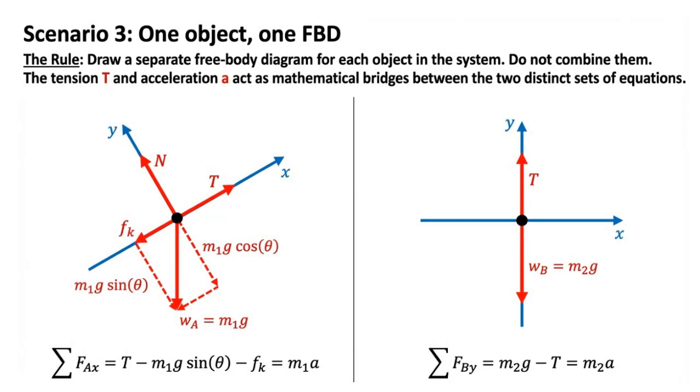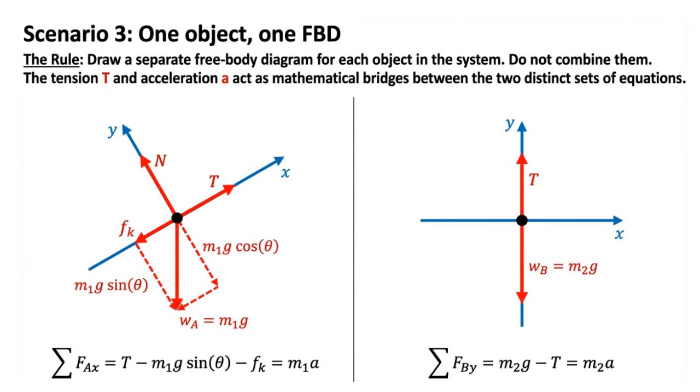Let's review the key concept for handling this type of problem. We need to draw separate free body diagrams for each object involved, making sure not to combine them into one. In this system, the tension T in the connecting medium and the acceleration a serve as mathematical links between the two objects' individual equations. On the left side, for the first object, we see forces including tension T, the normal force N, kinetic friction Fk, and components of gravitational force split along the inclined plane by angles involving theta. The sum of forces along the x-axis equals the tension minus the component of weight along the incline and friction, which equals mass times acceleration.